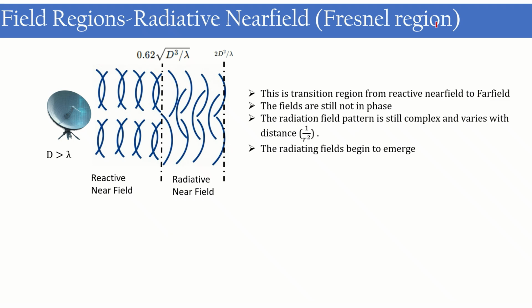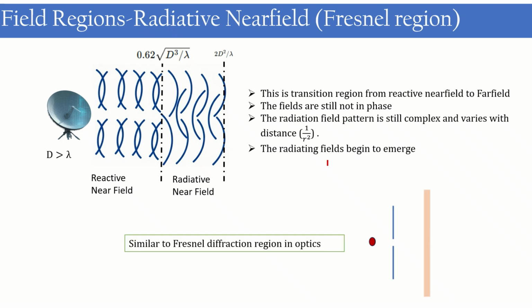So let's see why this name. This region can be considered as the Fresnel diffraction region in optics. Fresnel diffraction region means that if you have a light source and a slit, and our observation point is very near to the source, the distributions will be chaotic, and we call it the Fresnel diffraction region. Similarly, in the antenna case also, the observation point is very near to our source and it is still a chaotic region. So we call it the Fresnel region. So the radiative near field is known as the Fresnel region.